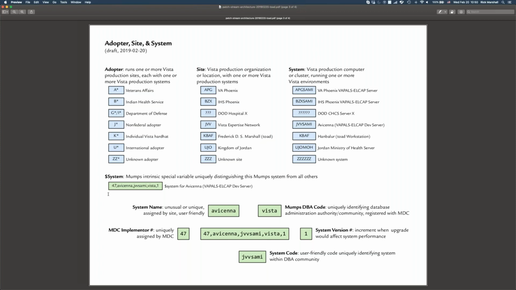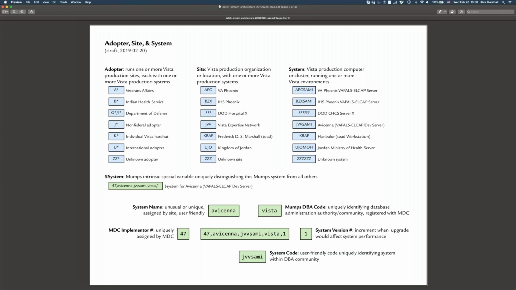It doesn't make sense. So if you, a GTM user or YottaDB user, want to have a unique $system value, you have to figure out what comes after the 47 comma, and you set it into the environment variable, and whatever you put there, GTM will append it to the end. Since our systems for VAPALS-ELCAP are GTM and YottaDB on Linux, we had to be the ones to come up with the schema for what goes after the 47 comma. So this is what we've come up with. Several years of refinement have gone into this.